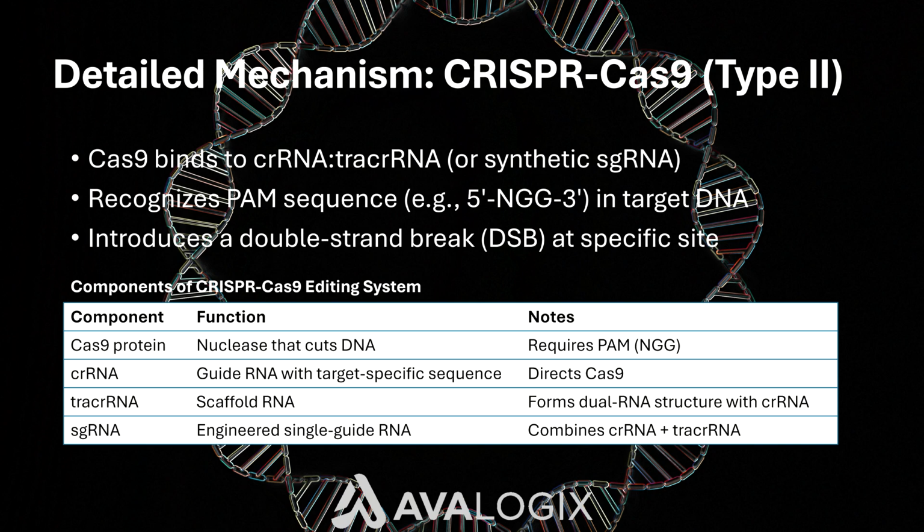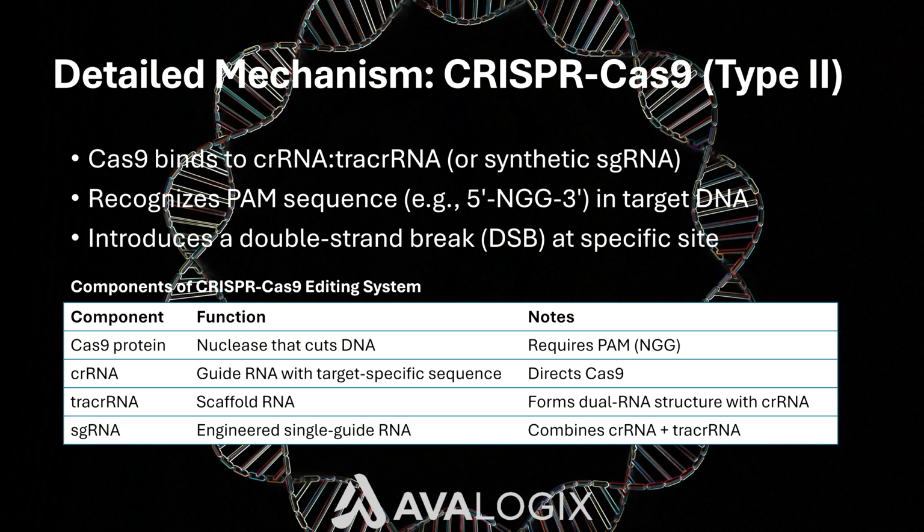This guide RNA contains a 20-nucleotide sequence that is complementary to the target DNA. Cas9 scans the genome, searching for a short motif called the PAM, protospacer adjacent motif, which is essential for target recognition. For the commonly used Streptococcus pyogenes Cas9, the PAM is simply NGG, a sequence where N can be any nucleotide followed by 2 guanines. Once a PAM is found, Cas9 checks whether the adjacent DNA matches the guide RNA.